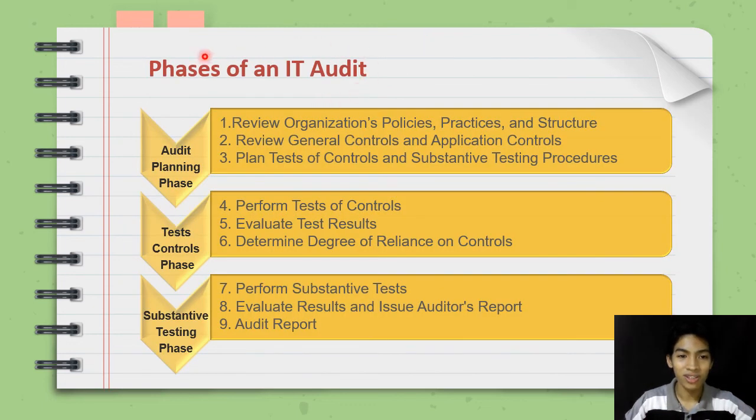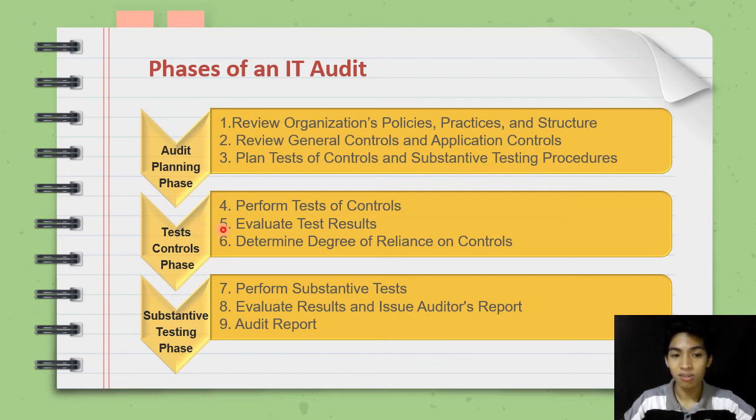Now, for better understanding, I have here an illustration of the steps involved in these three phases: the audit planning phase, test of controls phase, and substantive testing phase. Starting off with the audit planning phase, the steps involved are: number one, review organization's policy, practices, and structure. Number two, review general controls and application controls. Number three, plan tests of controls and substantive testing procedures.